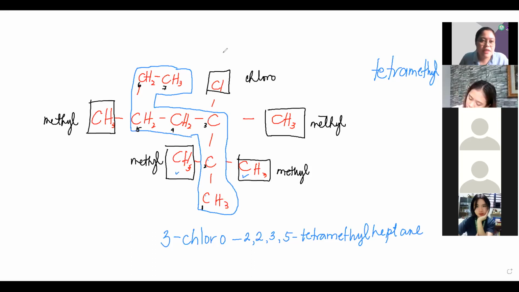Then I'll be giving you an assignment because you still need to practice. Some are still confused until now with naming. So we will practice, next week we will make structures. We will reverse it. I'll be giving you the name, and you have to draw the structure. So that will be our next lesson. Naming first. 3-chloro, 2,2,3,5 tetramethylheptane. Yeah, that is correct.